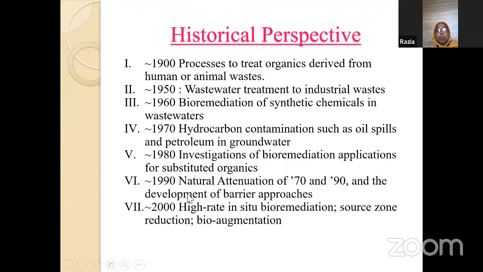So let me take a glance at the historical aspect. Early in the 1990s was the time when the organics derived from human and animal waste were treated, and eventually later on wastewater treatment, synthetic chemicals from industries, hydrocarbons from petroleum products all started to be treated by this bioremediation process. So what does actually bioremediation mean? Next slide, please.